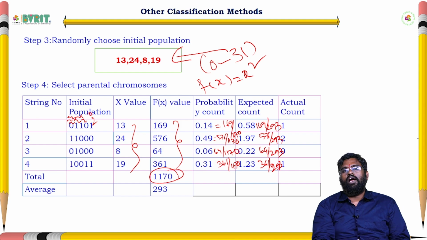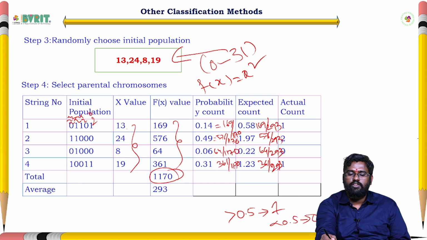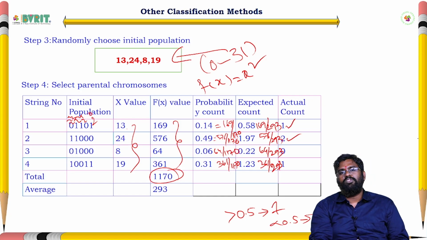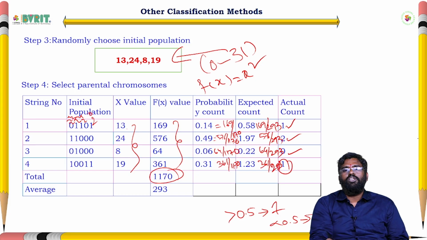Now here the condition is, if the given value is greater than 0.5, that is nearly equal to 1. If the value is less than 0.5, that is equal to 0. Now see this one here, this value is 0.5, greater than that means the value is 1. 1.97 means nearly equal to 2, and 0.22 means less than 0.5, so that value will be 0. And 1.23 means this 0.23 is less than 0.5, that's why the value will be 1. Based on this we need to frame the parental chromosomes.